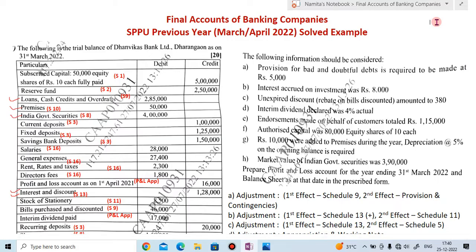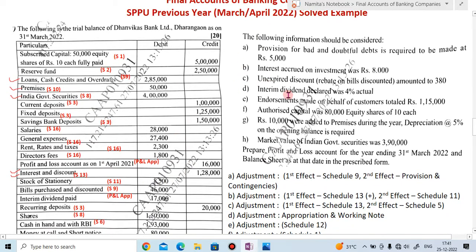I am Namita Mane. In today's video, we are going to solve the example of final account of banking company. This example was asked in SPPU March-April 2022 examination. So we are going to solve this SPPU example of final account of banking company. So this is the example on the screen.